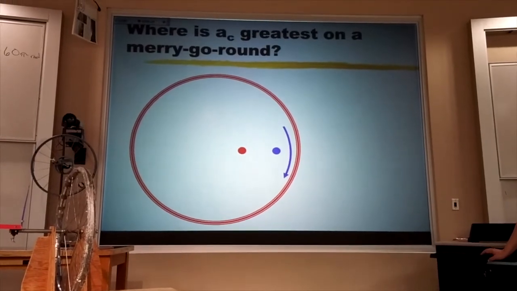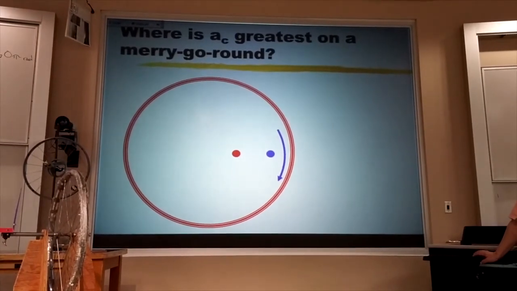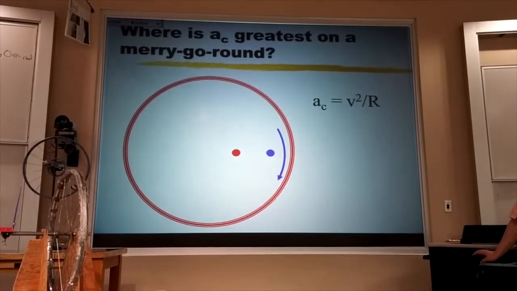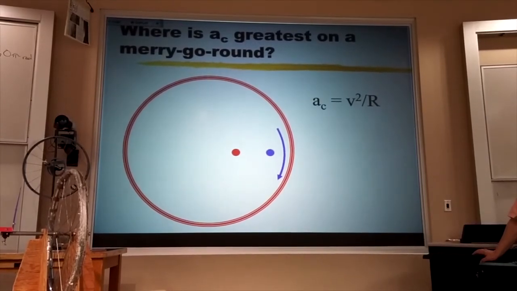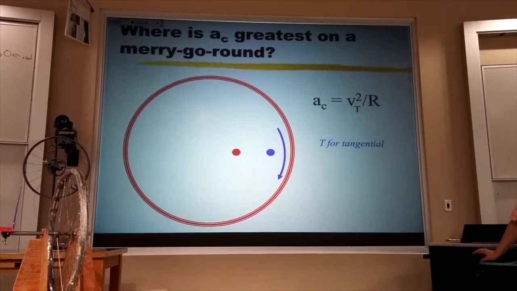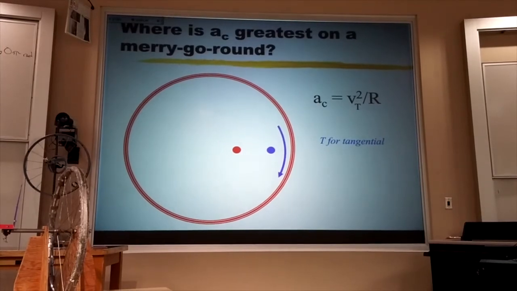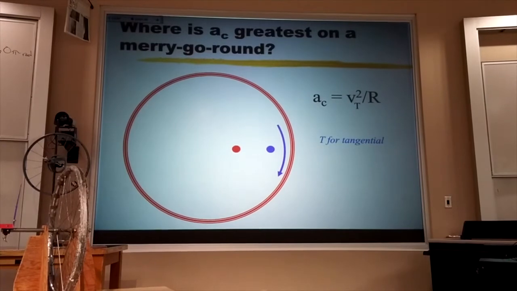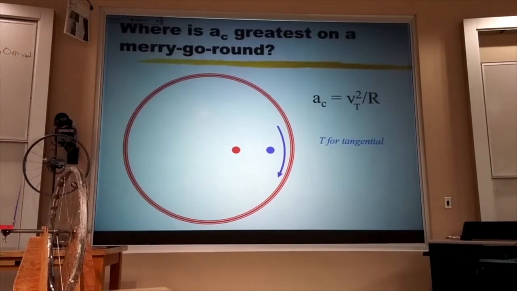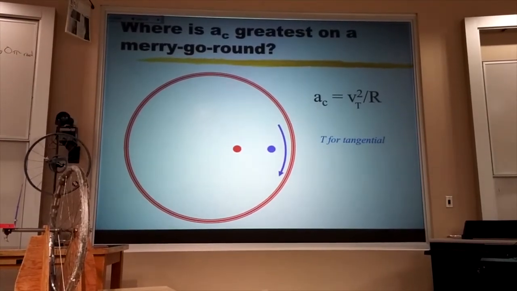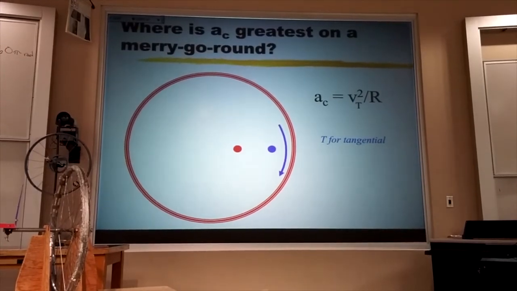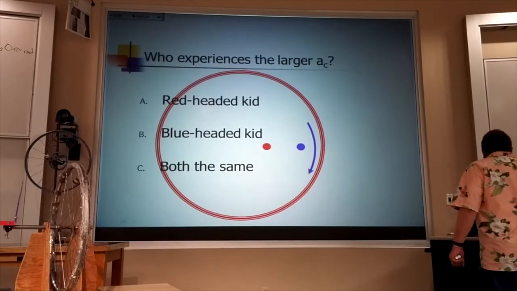Now remember, centripetal acceleration, the steering wheel acceleration, is given by the formula v squared over r. And by v in that equation, we mean the tangential part of v, the part of v that's actually going in the circle. Okay? Now, which of those kids, the red-headed kid or the blue-headed kid, is experiencing the greater centripetal acceleration? So with your clicker, tell me.